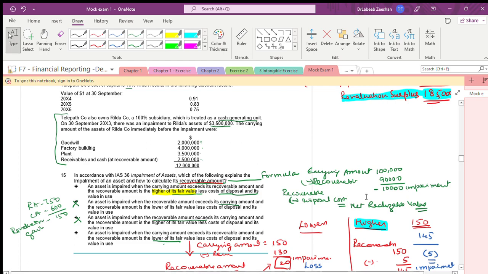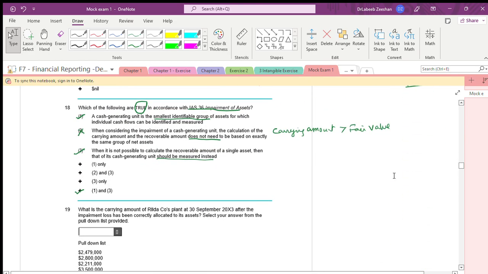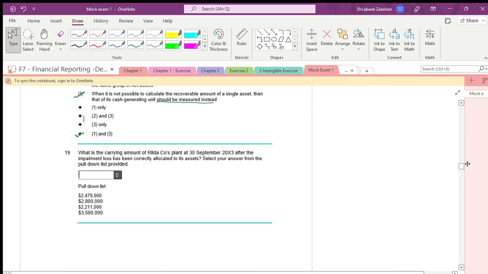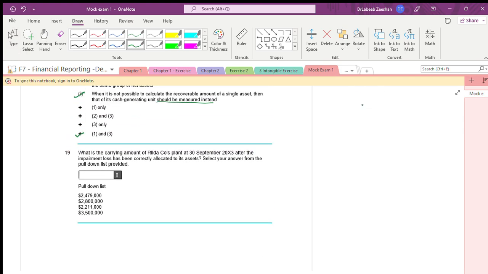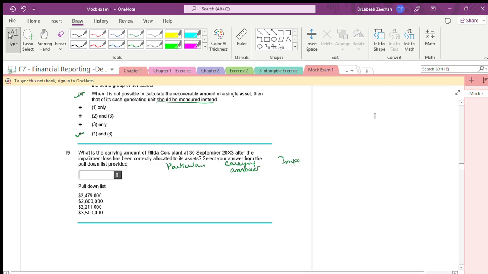Okay, we will make a table and we will put the things in order. Fine. We have space. Full space is there. First we have to take particulars. Then we have to take carrying amount. Then we have to take impairment loss. Then you have to take carrying amount after impairment.